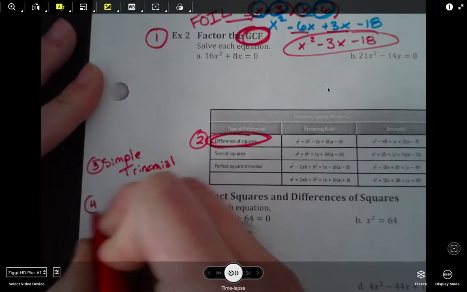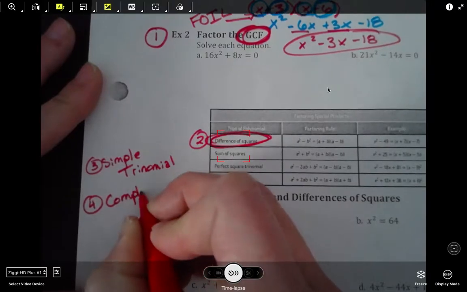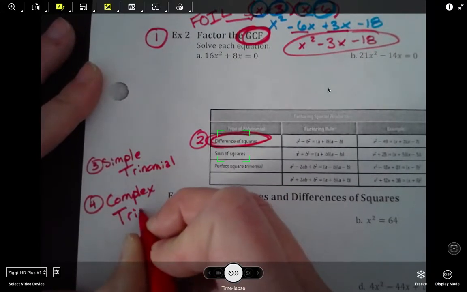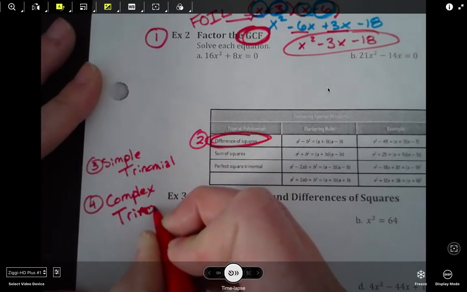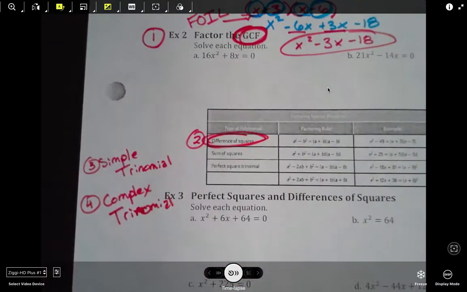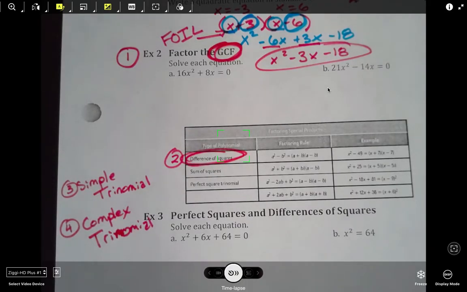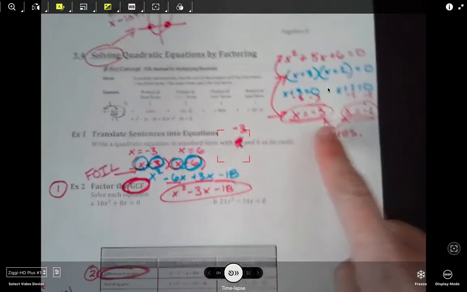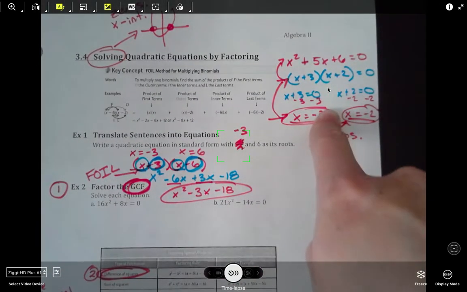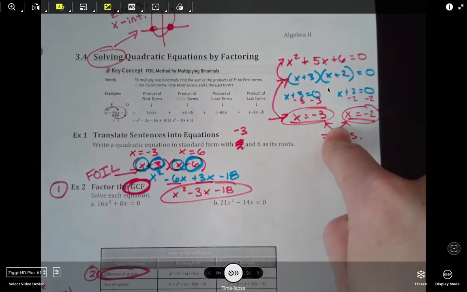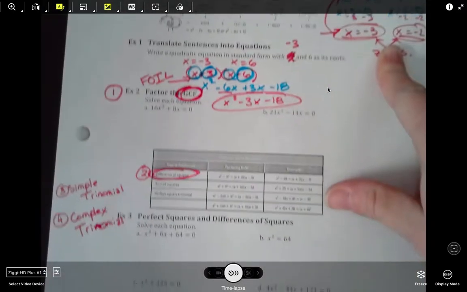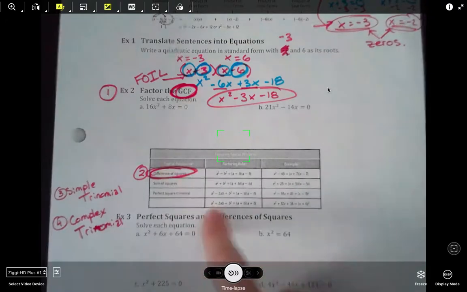And number 4 is a complex trinomial. We're going to do those on Monday, okay? These 2 we're going to do today, a GCF and a difference of squares. Those are the today ones, okay? A complex trinomial, just so you know, we've already done one. It's this one. This is a simple trinomial. We've already done one, okay? But we're going to do greatest common factor, difference of squares today.